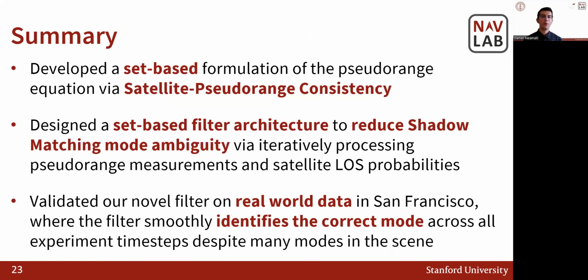So in summary, we developed a set-based form of the pseudorange equation using these satellite pseudorange consistency objects, or SPEC objects. We then designed a fully set-based filter that's able to reduce the mode ambiguities in shadow matching using that set-based form of the pseudorange and additional line of sight probabilities. We then validated our filter using real-world data in San Francisco, and we show that we're able to smoothly identify the correct mode in all the time steps that we considered, despite there being many modes in our distribution, and despite weighted least squares being highly misleading in this case.